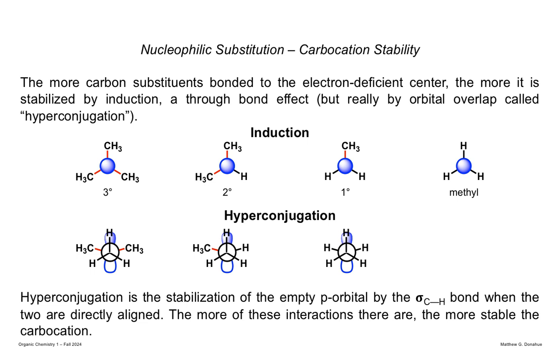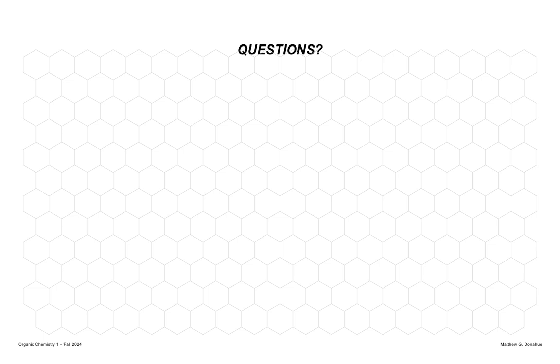And the more of those types of interactions you have, the more stable it is. Notice I didn't draw one for methyl because you can't. It doesn't have another carbon there to do that. So this one has a lot, not a lot, and not so many, is a way of describing it. So are we good with understanding this trend?